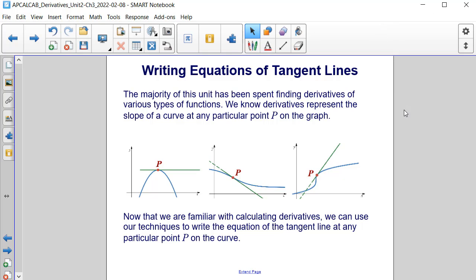The majority of this unit has been spent finding derivatives of various types of functions. We know derivatives represent the slope of a curve at any point P on the graph. Now that we are familiar with calculating derivatives, we can use our techniques to write the equation of the tangent line at any particular point P on the curve.